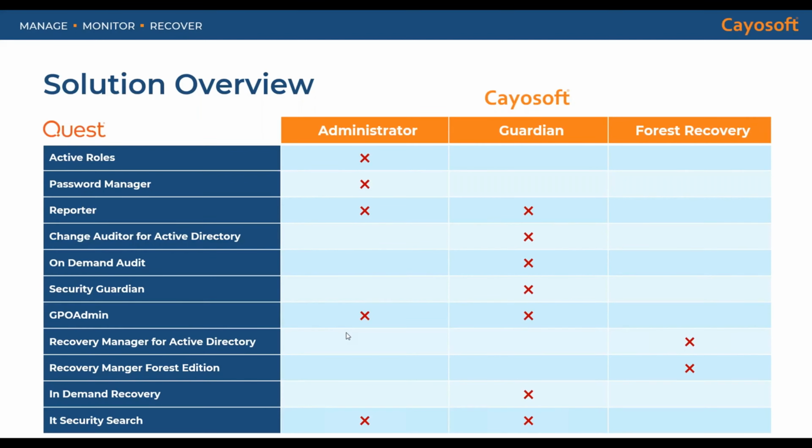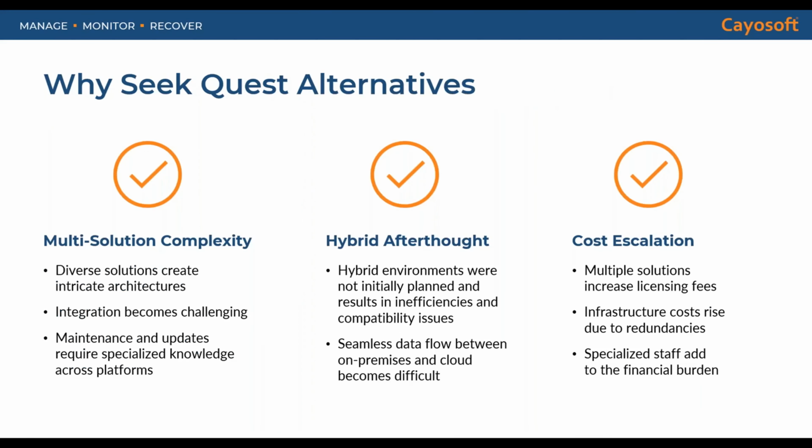You can see that Administrator covers not just Quest Active Roles, but also password management, self-service there, related reporting and group policy management, IT security search, etc. And Guardian covers all the audits, the change history, all the auditing functionality, the change auditor, including the cloud components and the recovery piece. As you will see from the demo, right from the audit, you can do recovery. You don't need a separate product for that, and it's a much more streamlined process. And then obviously the forced recovery part. So let's go talk about these products in a little bit more detail.